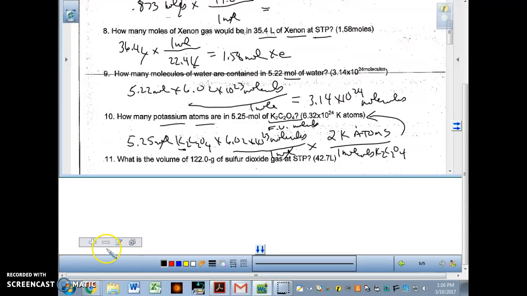Now we're going to move into our multiple step problems here. And we'll get into those here in just a second.